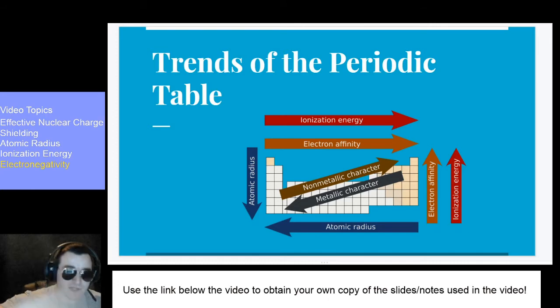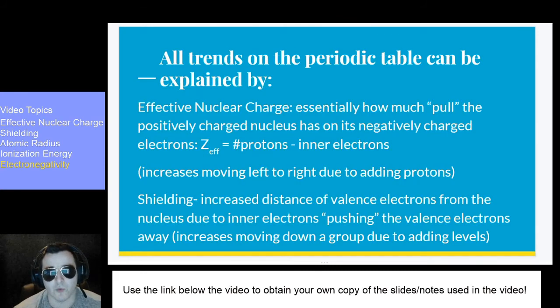In this next part of the video, we're just going to go over example problems and how we tackle those. And yes, everything can be solved using this chart right here. However, it's much more beneficial to actually internalize and understand what the heck shielding is, what the heck effective nuclear charge is.